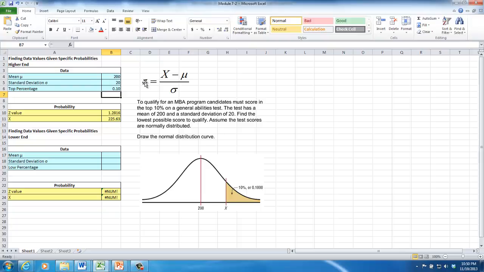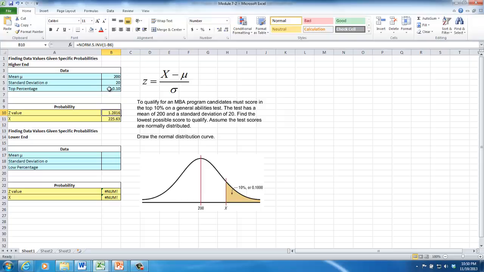Now I know the mu value, which is 200. We know the standard deviation is 20. Now we can figure out the z value if I know this is 10%. Now the function for this is norm.s.inv, and then we have 1 minus B6.